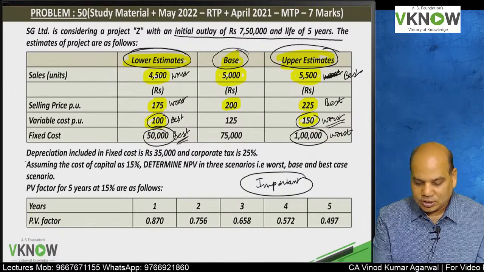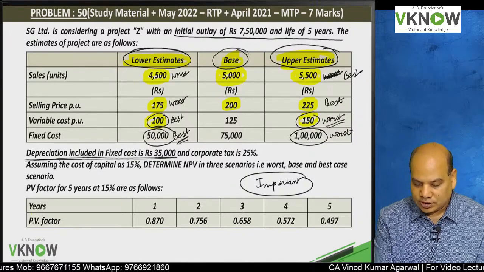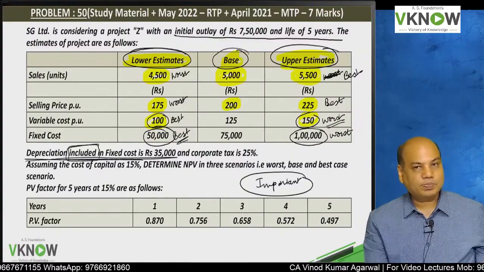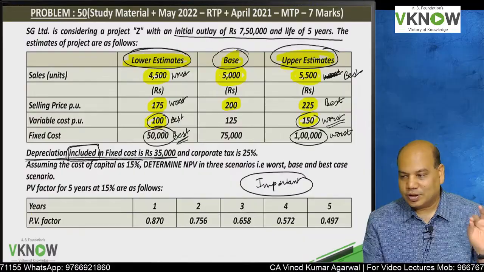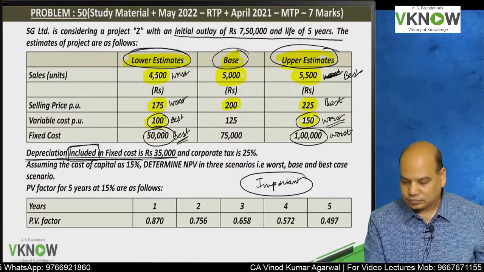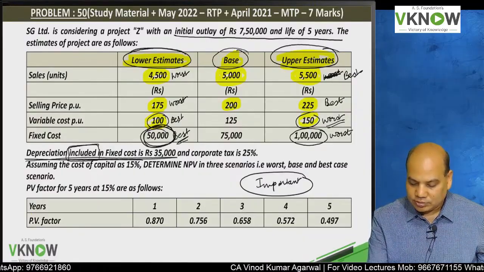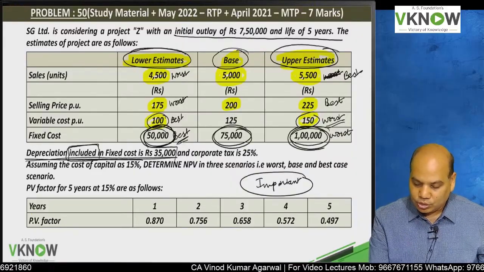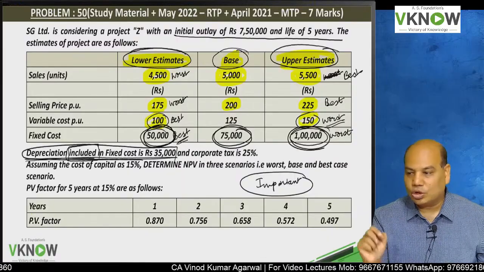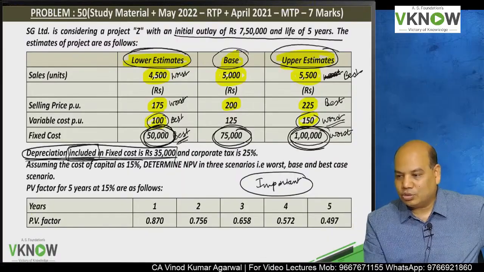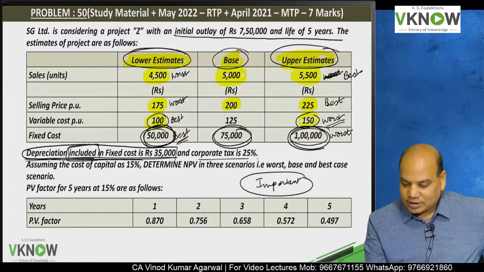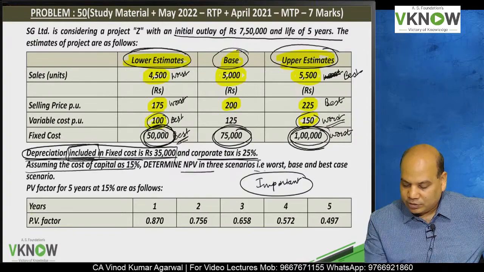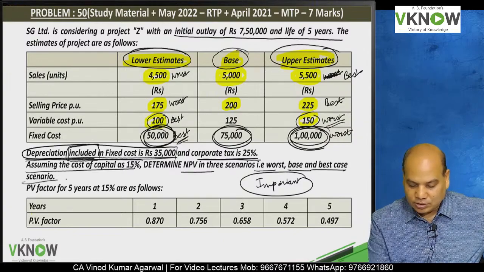And then depreciation included in fixed cost is 35,000. This time they have used the word included. In some previous question today, the wording used was excluded. So this 50,000 or this 75,000 or this 1 lakh, they include 35,000 rupees of depreciation already included, and tax rate is 25%, cost of capital is 15%. Determine NPV in worst, base and best case scenario.